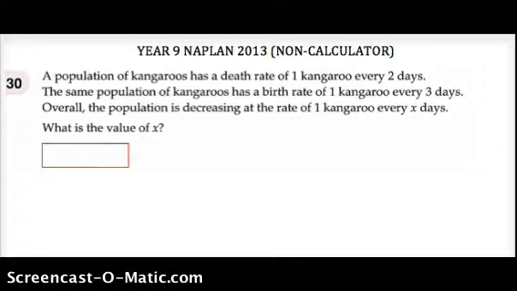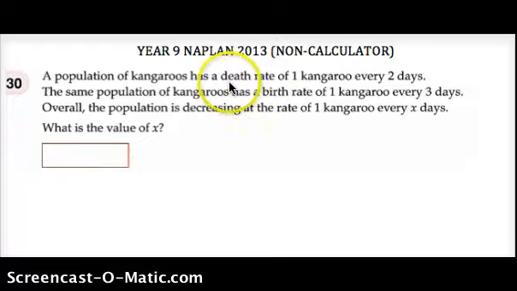2013 non-calculator question 30. A population of kangaroos has a death rate of 1 kangaroo every 2 days. And the same population of kangaroos has a birth rate of 1 kangaroo every 3 days. Overall, the population is decreasing at a rate of 1 kangaroo every X days. What is the value of X? Okay, you can pause the video and try the question.